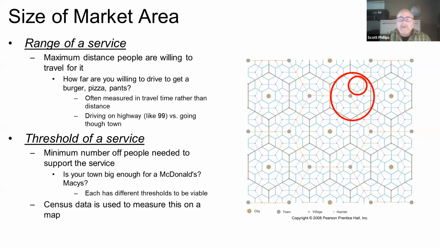And there's also something called the threshold of service, how many people you need to have to support it. So Fresno has this big hexagon or circle because it can support things like a Macy's, for example, because there's enough people in this region to support having a Macy's, where in Clovis, perhaps it's too small to support a Macy's store.